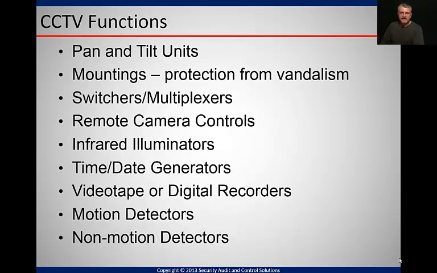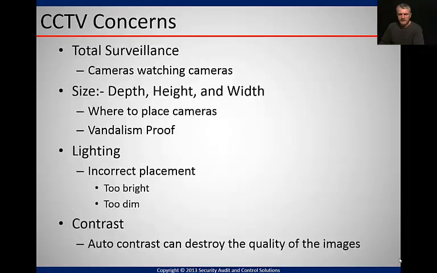Now, also from CCTV functions, there are things like pan and tilt units. There are mountings to make sure they are protected from vandalism. There's switches and multiplexers to ensure that more than one camera can be recorded onto a stream, up to 16 cameras sometimes. Remote control camera controls. There's infrared illuminators to see at night when people think you're not watching them. There's time and date generators, which you need to make sure are from a reputable source for forensic evidence. Also, videotape or digital recorders, motion detection, also non-motion detection as well.